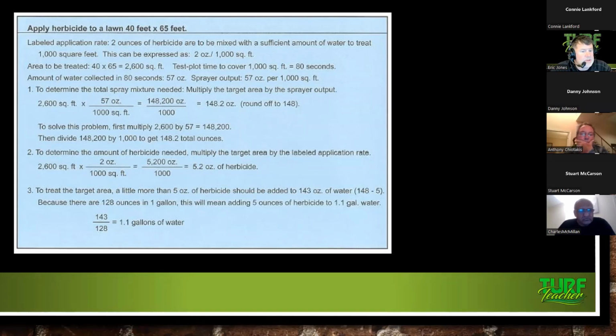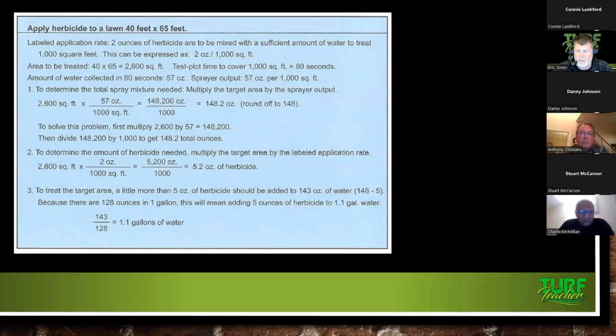To determine the total spray mixture needed, remember, this is total spray mixture, not the amount of pesticide, not the amount of water, total spray mixture. We multiply the target area by the sprayer output. 2,600 square feet times 57 ounces divided by 1,000 square feet is 148,200 divided by 1,000. We need 148.2 ounces. We round off to 148.